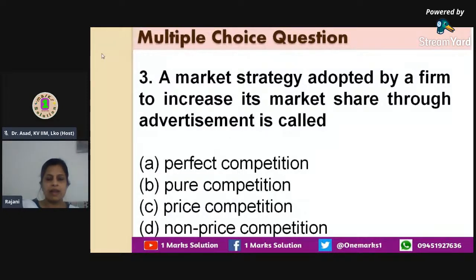Okay, let's check for the answer. Yes, non-price competition. With selling cost, the firms are competing with each other. So they are trying to capture the market through advertisement or something other than price, like not increasing or decreasing the price. They are adopting a different strategy to capture the market. So selling cost is an example of non-price competition. The strategy adopted by a firm to increase its market share through advertisement is called non-price competition. Hope, my viewers, you understood that concept.